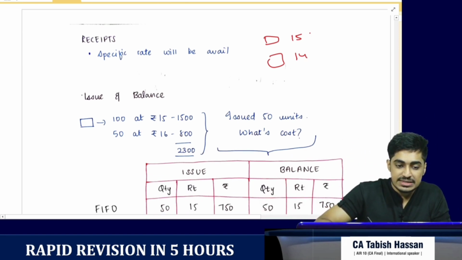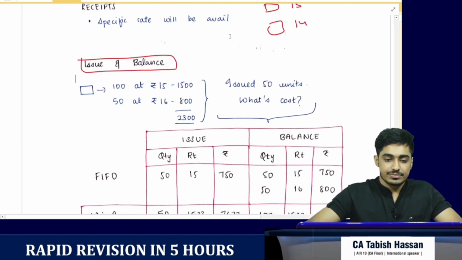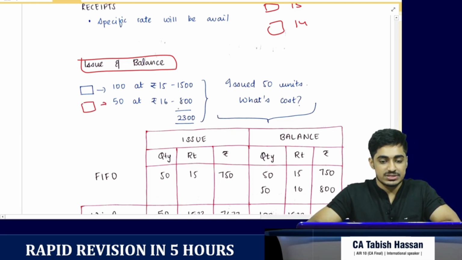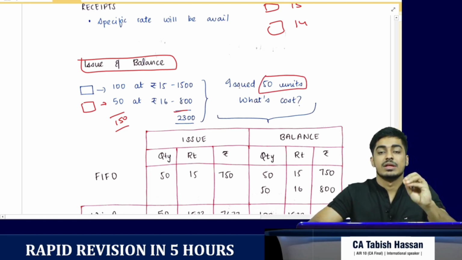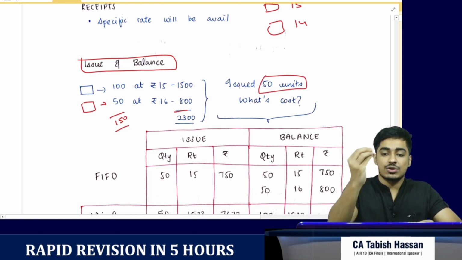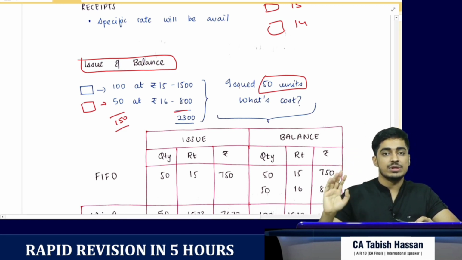Now for issues and balances. Say, for example, we have 100 units at the rate of 15 rupees, and we also have another 50 units at the rate of 16 rupees. So totally we have 150 units and the total cost is 2,300 rupees. Now I have issued 50 units to production. Now I want to see what is the cost of the 50 units I've issued to production. It depends on the method of valuation. We can either follow FIFO or weighted average.